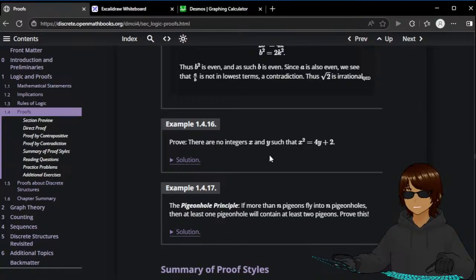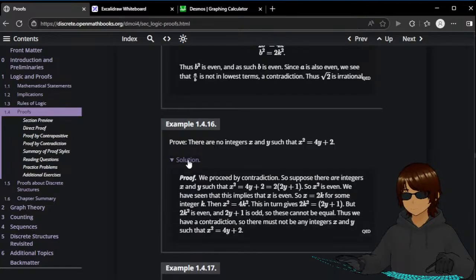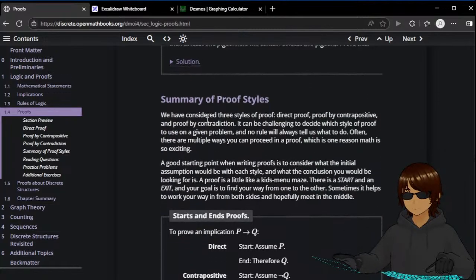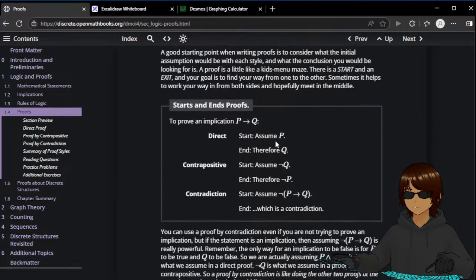There are no integers x and y such that x squared is equal to 4y plus 2. Oh, because if we take the 2 out, we are left with 2 times 2y plus 1. So 2 times an odd number. 2 times an odd number gives an even number, but x squared is even. So we have direct proof, contrapositive, and we have contradiction.